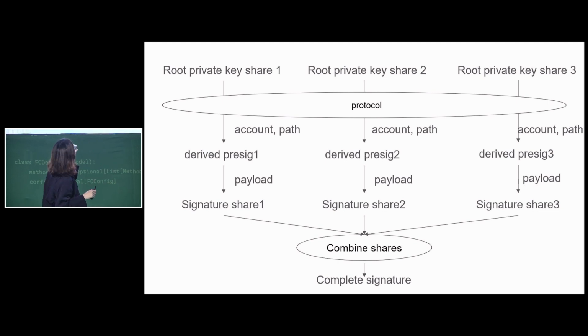The next step is each of them will take the payload of the transaction, and then they will generate a signature share on each of the nodes. And the last step of combining everything together is that we will combine all these signature shares, and then it will form a complete signature for this transaction.